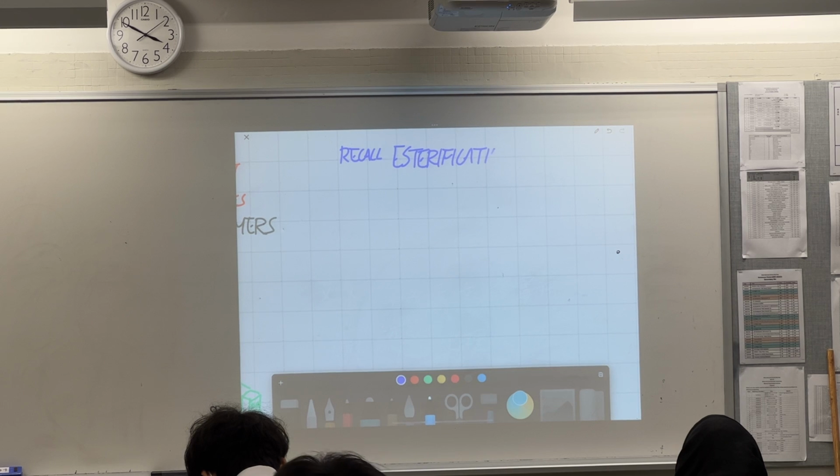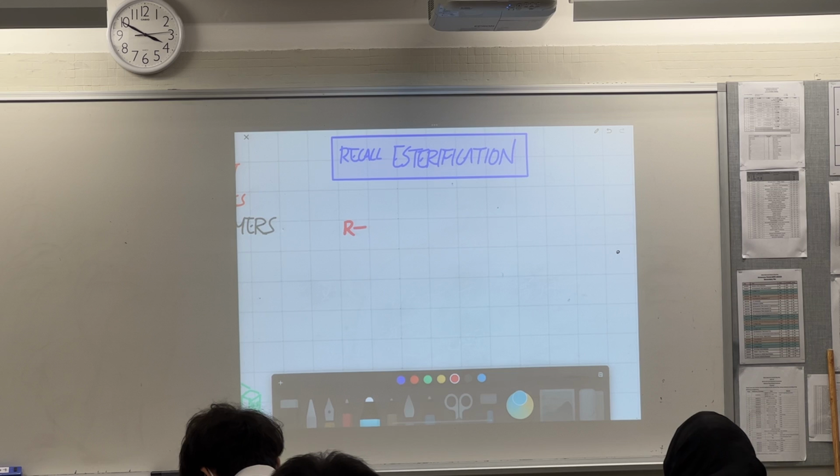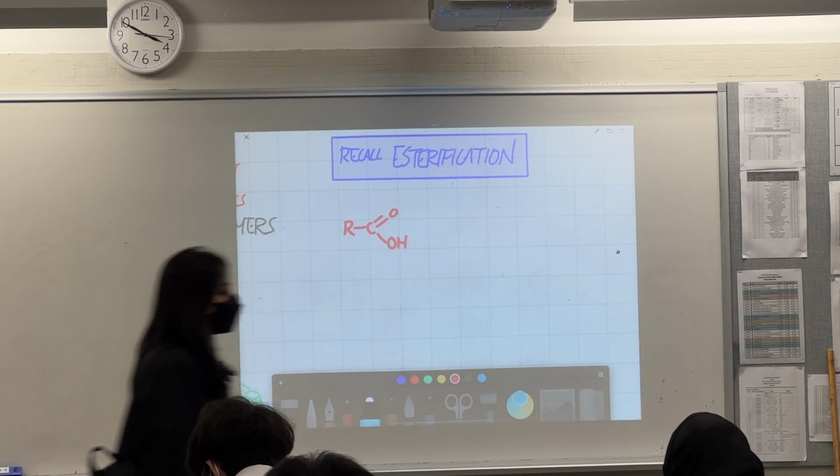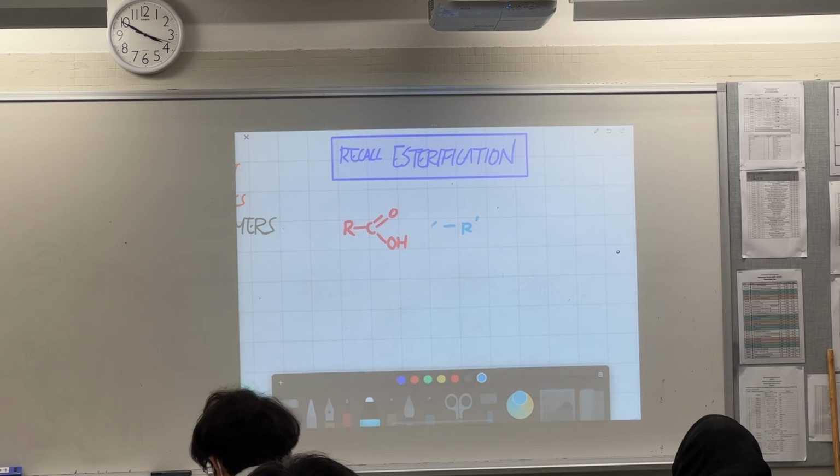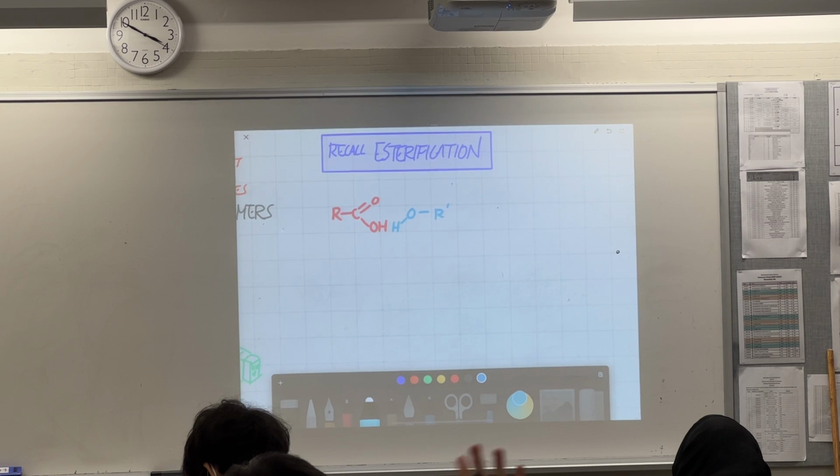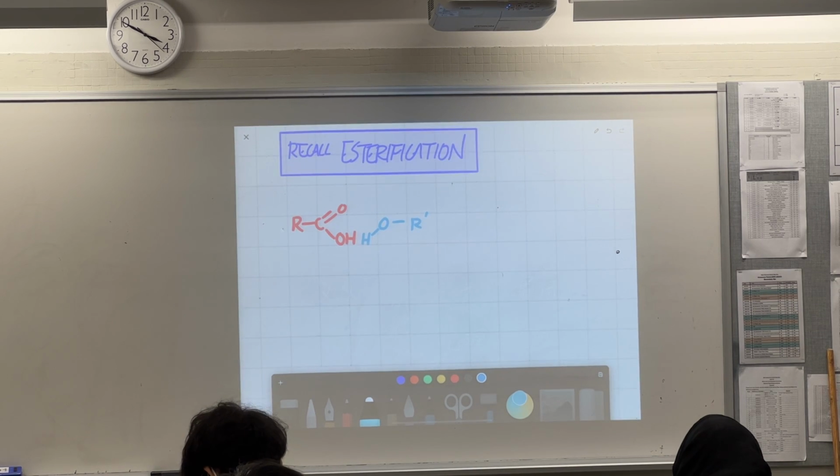Right, and we call what esterification is. Esterification is the combination of a carboxylic acid and an alcohol forming what in the process? Forming ester, right? In the process, remember? So when they combine, you will have something that looks like this.